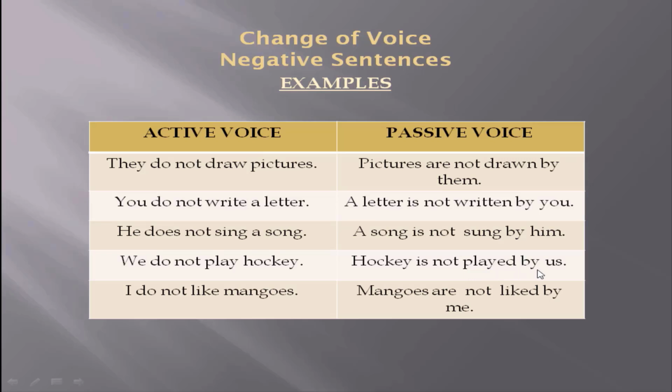In sentence 5, I is subject, like is verb, and mangoes is object. Structure of passive voice will be as mangoes plus are plus not plus third form of like plus by plus me. The sentence will become mangoes are not liked by me.